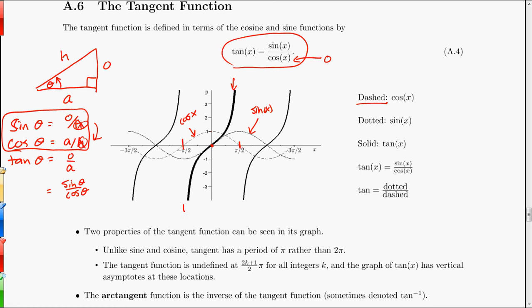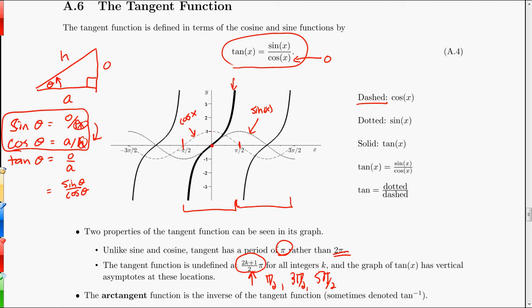But within those domains, it does repeat itself, so it is a periodic function. It has a period of pi instead of 2 pi like the other two functions. And it is undefined at all of these points on the x-axis, or the t-axis. Basically, this is just a way of generating pi over 2, 3 pi over 2, 5 pi over 2. It's just a bunch of odd numbers over 2, and you get positives or negatives. So it's all those vertical asymptotes, and it has a period of pi.